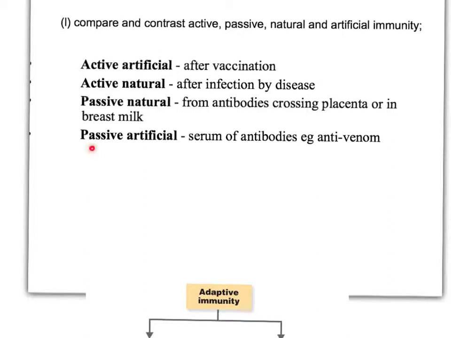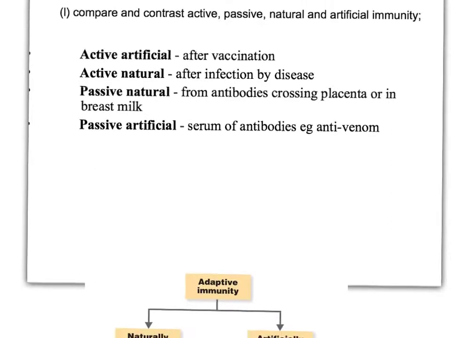Or there's passive artificial, which is when we inject you with some sort of serum which has got antibodies in it. For example, anti-venom for snakes. This serum that we inject into people would have antibodies in it, and that would be passive artificial. So these are various types of immunity. You've got to be able to understand the differences between these.